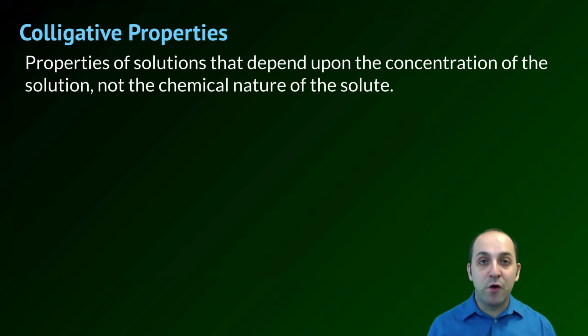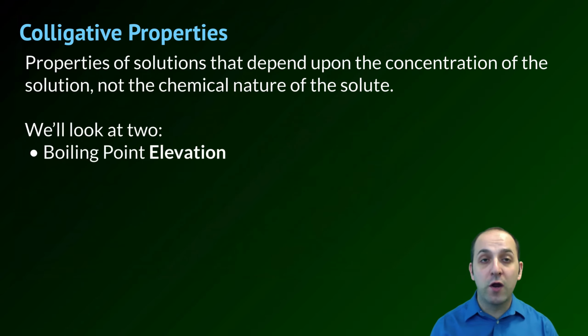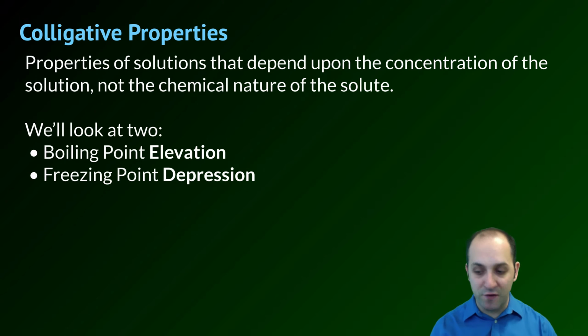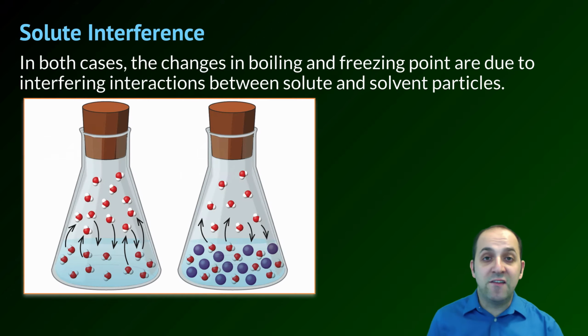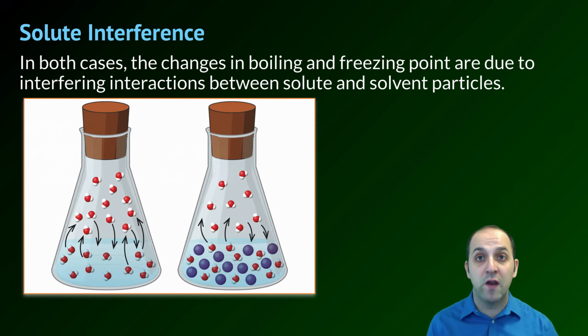Colligative properties refer to any property of a solution that depends only upon the concentration of the solution, not upon the chemical nature of the solute. We're only going to look at two colligative properties in this class. We're going to look at boiling point elevation and freezing point depression. In both cases, the changes that we see are due to what we call solute interference, which is just interfering interactions between solute and solvent particles.